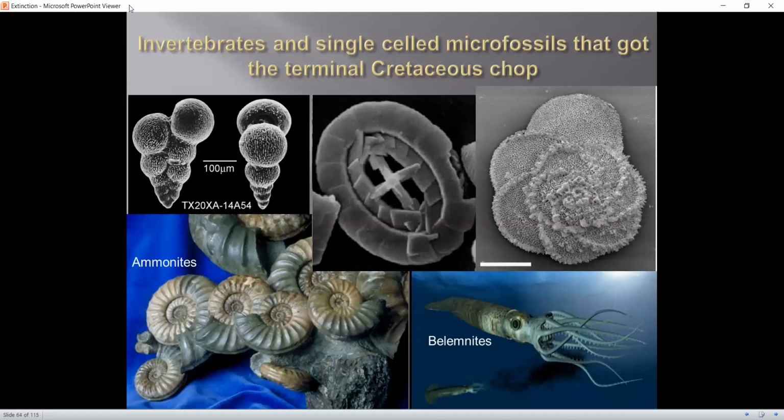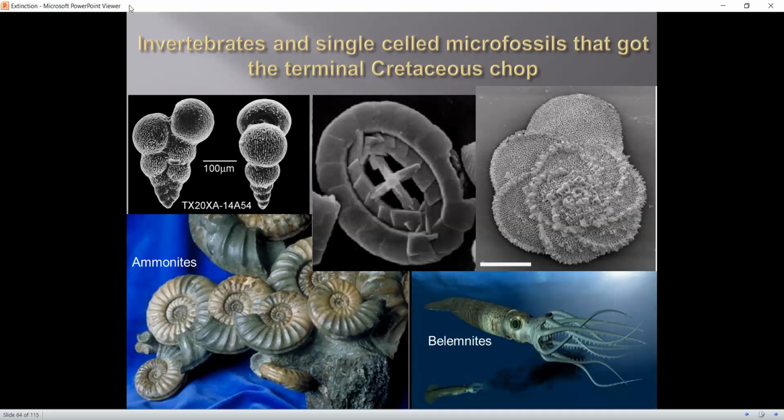Other animals, as I said, that didn't make the Cretaceous cut were several groups of planktonic foraminifera, protists on the outside of pelagic plants, microscopic plants.